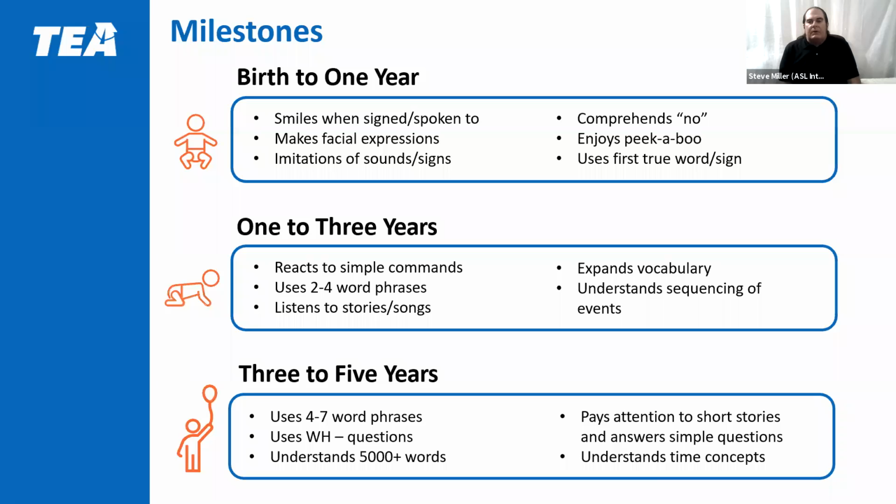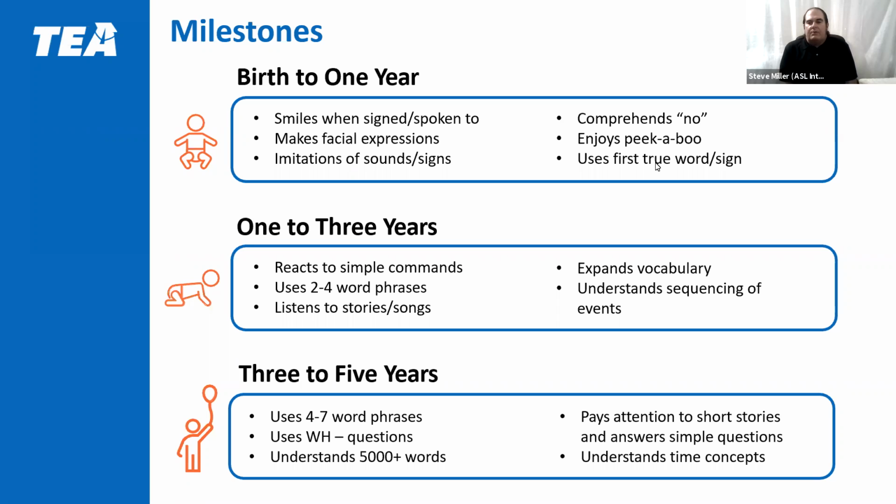So from birth to 1 year old, we typically see babies or toddlers start smiling when someone is either signing or talking to them. They'll smile, they'll make facial expressions, and they start to mimic sounds or signs, and they comprehend no. They should comprehend no. My kids sometimes don't seem to comprehend no, even though they're not at that age. They enjoy playing peekaboo games. They start to use their first real words in sign language as well.